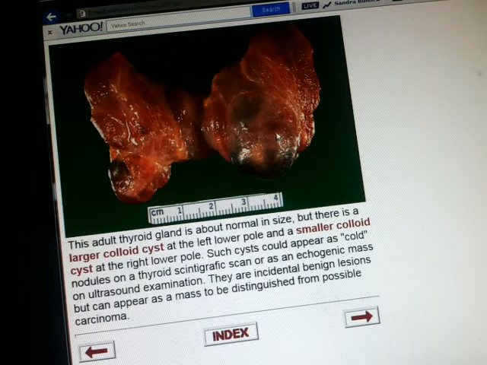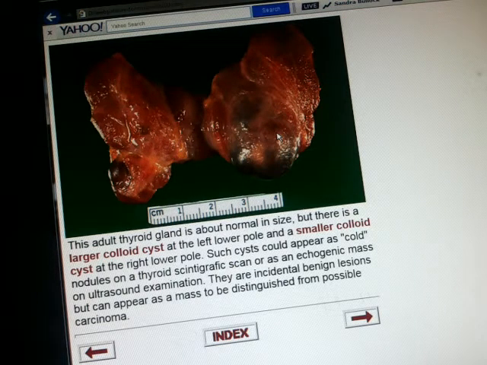If this patient underwent a PET scan, these nodules will appear as cold nodules. There's no enhancement.